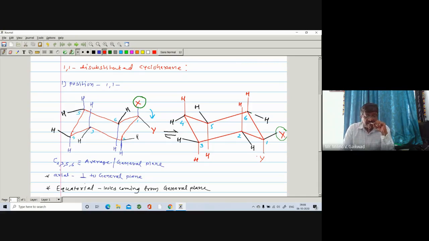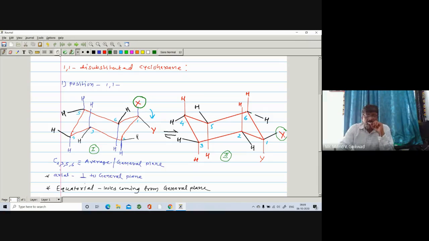So here it undergoes ring flipping and you get two structures, structure number 1 and structure number 2, right? Here is structure number 1, and here is structure number 2. It undergoes ring flipping. So what you have seen here is how to draw the cyclohexane.